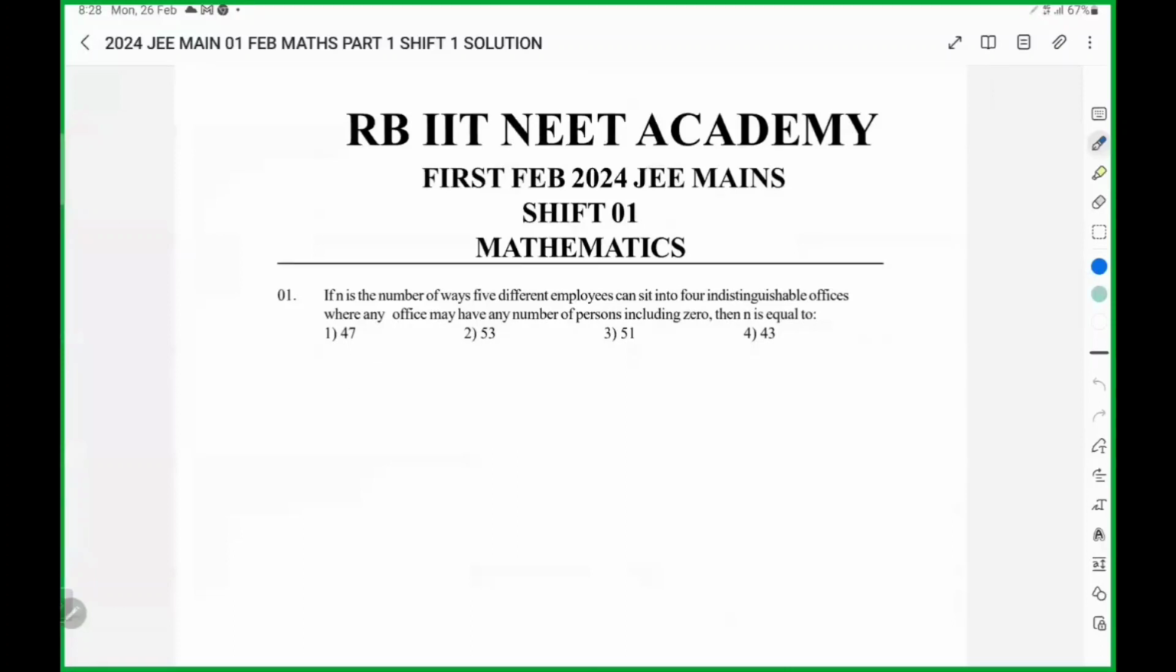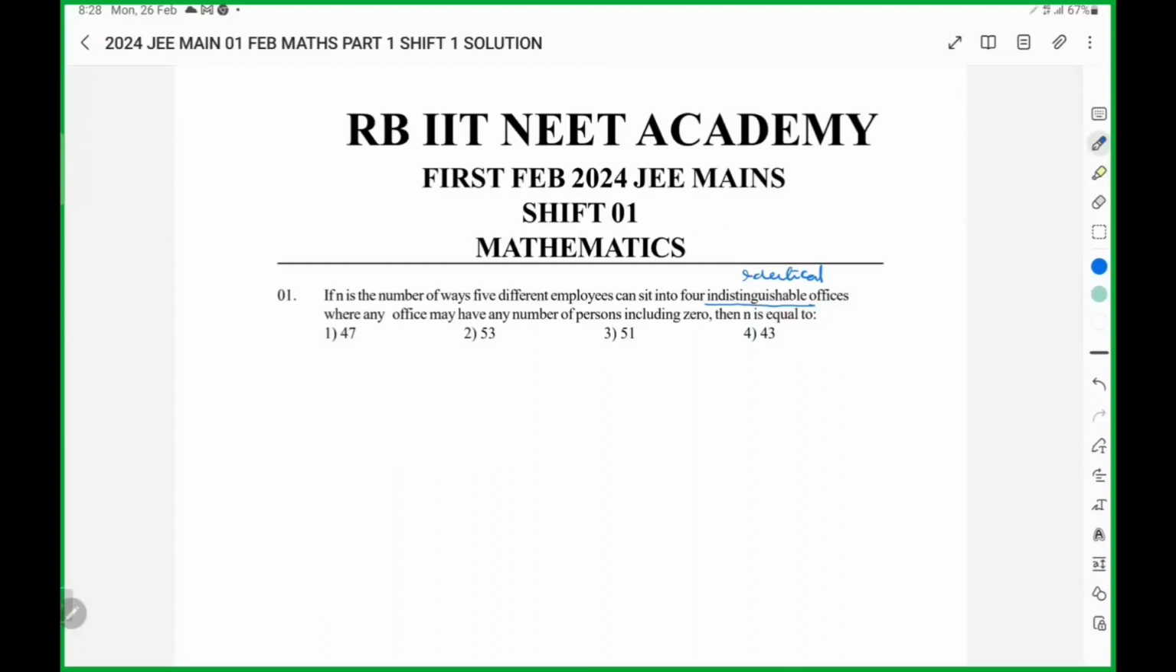The number of ways of 5 different employees sitting in 4 indistinguishable, meaning identical, offices, where any office may have any number of persons, including 0.